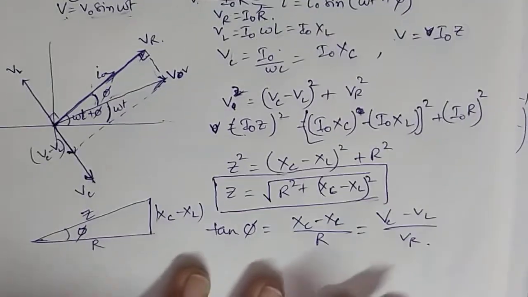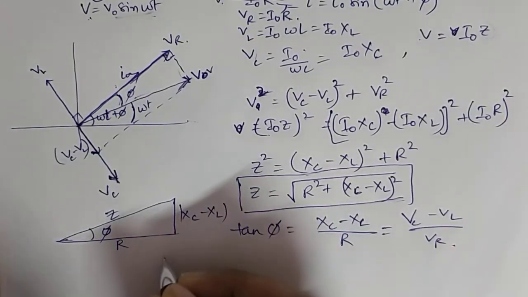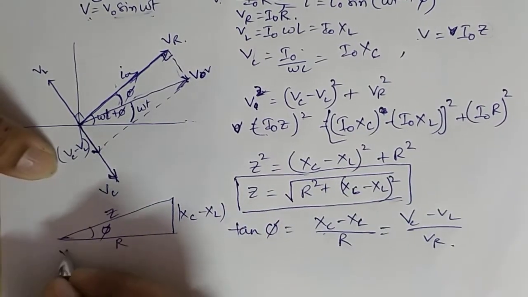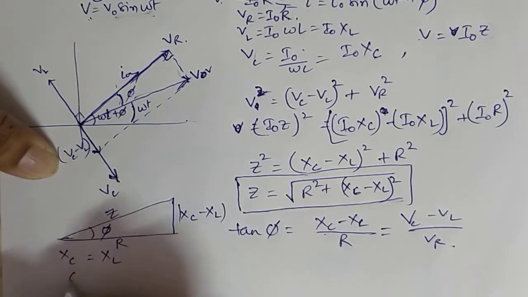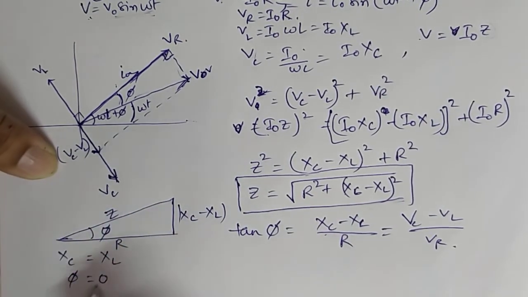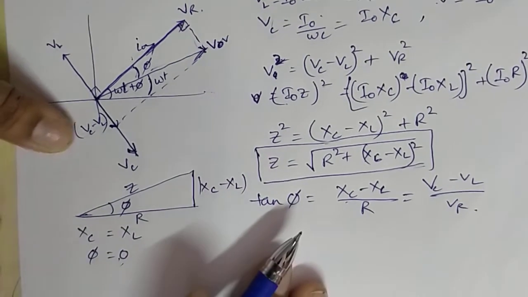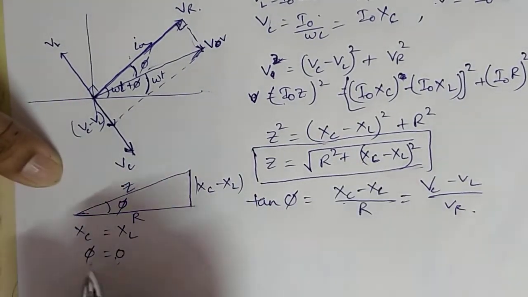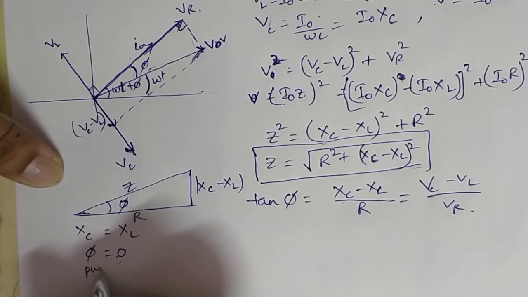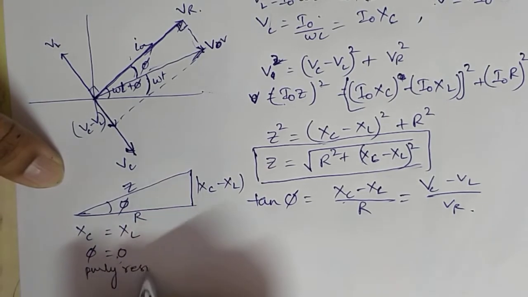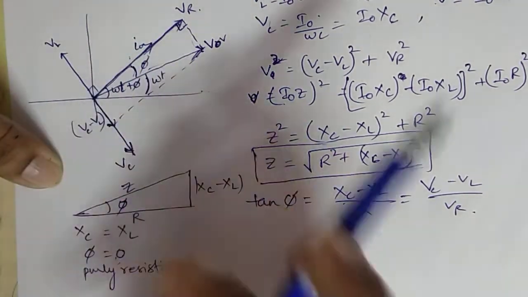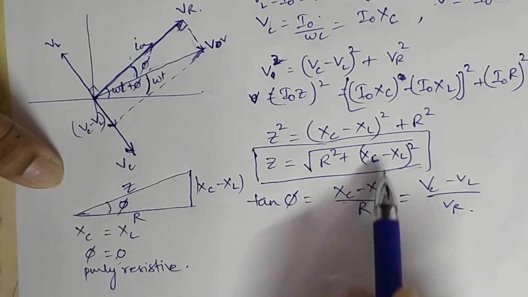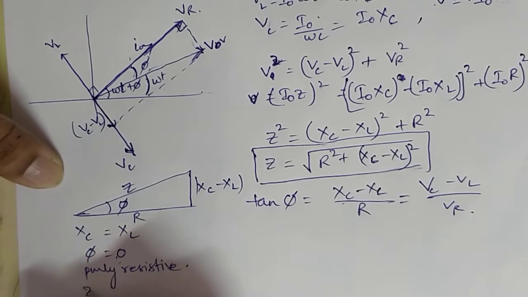Now from here you see, if XC is equal to XL, then tan phi, phi will be equal to 0. So there is no phase difference between current and voltage. That is the case of a pure resistor. So the circuit will be purely resistive. It will become purely resistive although L and C are connected. And you see XL is equal to XC, so this will become 0. So your Z will be equal to R.